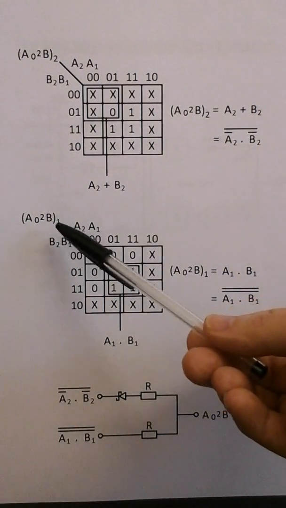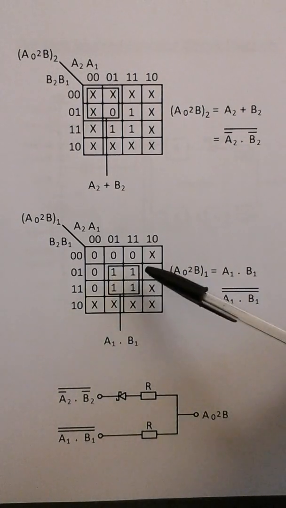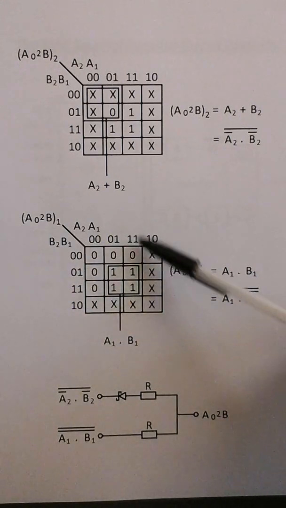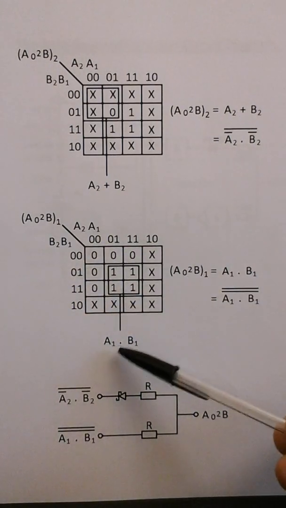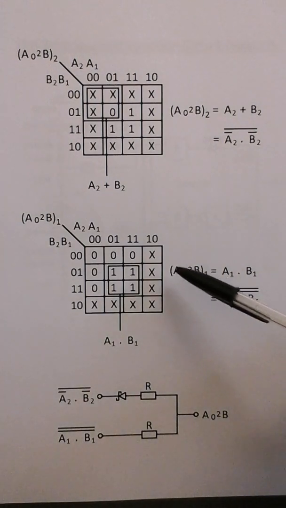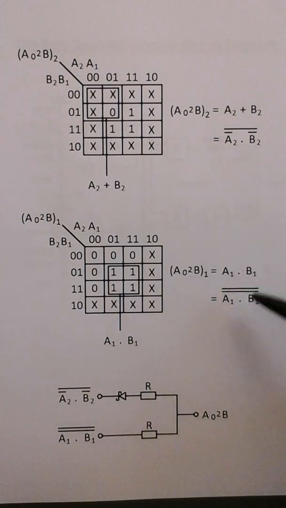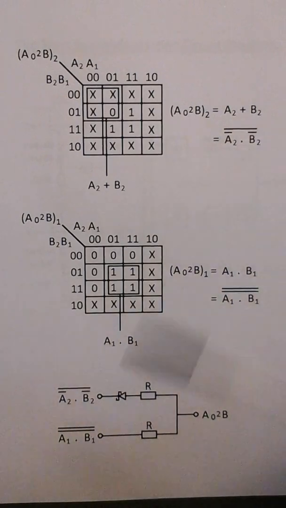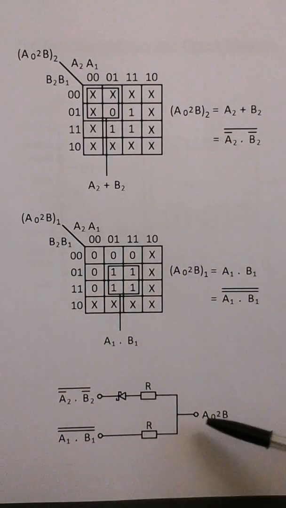So for A0 squared B1, again you have the don't care, can't happen states here, and I'm looping the ones here, so that's A1 and B1. I'm going to use a double negation here to implement this AND function. So A0 squared B1 is A1 and B1, which is a double negation on the output. So this is F2, A0 squared B, this is F1, and this is the output here. Right.